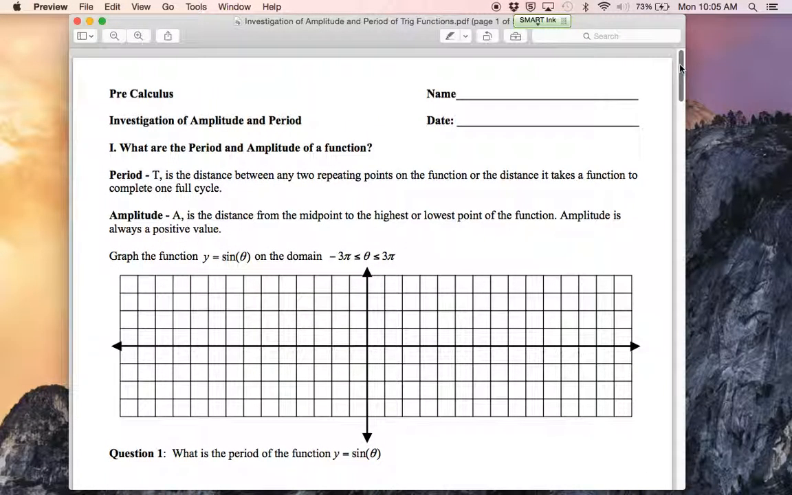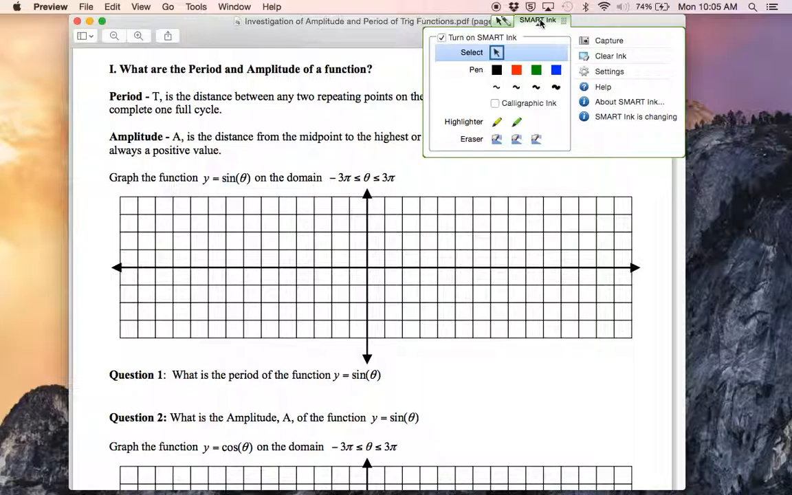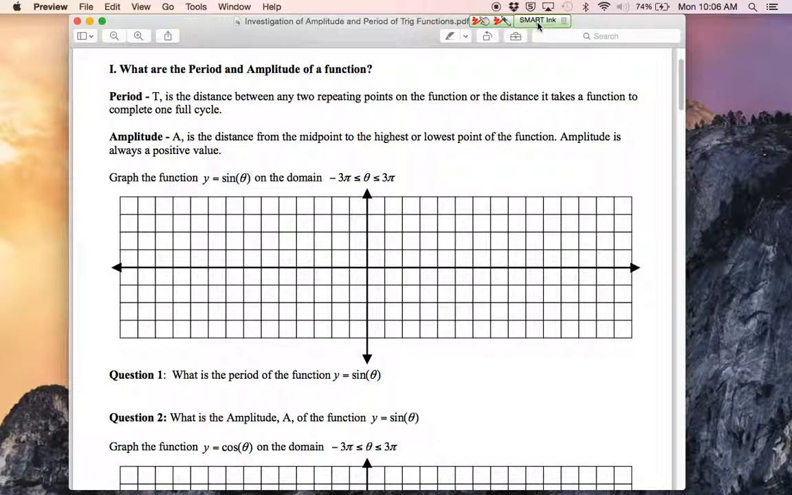So today we're talking about amplitude and period of sine functions. Sorry I'm not here, but you guys will be fine. This is the activity that you have in front of you, and I'm just going to walk through and discuss the answers so you can make sure that you understand.